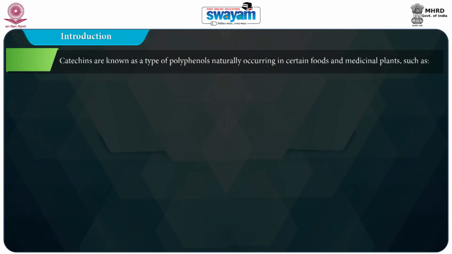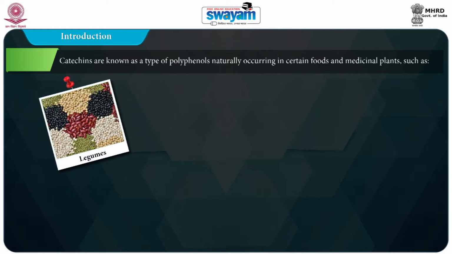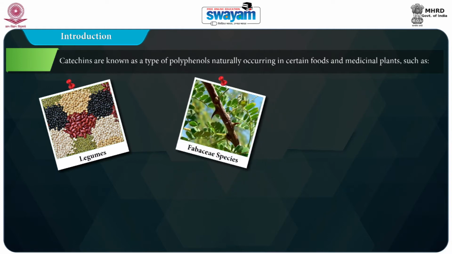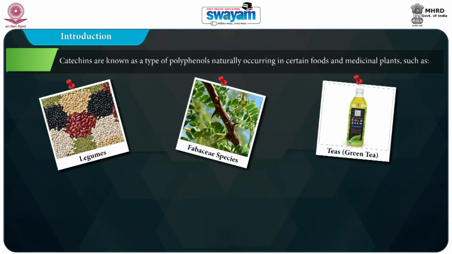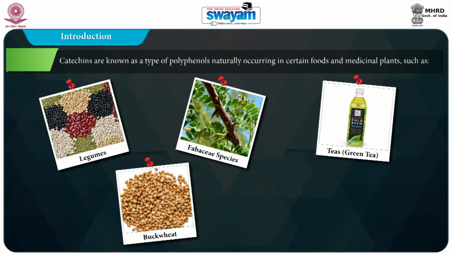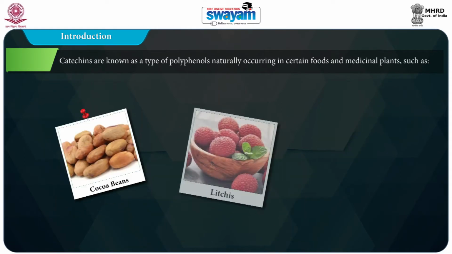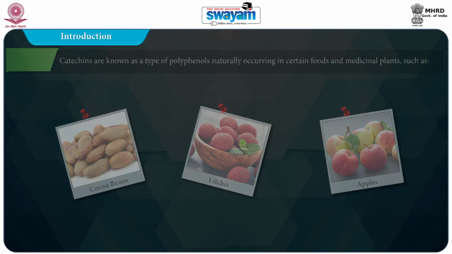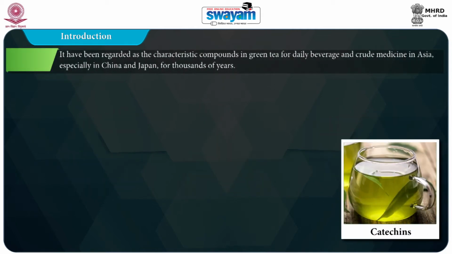Catechins are known as a type of polyphenol naturally occurring in certain foods and medicinal plants such as legumes, stem bark of Fabia species, tea, that is mostly green tea, buckwheat, grapes, cocoa beans, lychee and apples. Catechins have been regarded as a characteristic compound in green tea, used as a daily beverage and a crude medicine in Asia, especially in China and Japan, for thousands of years.